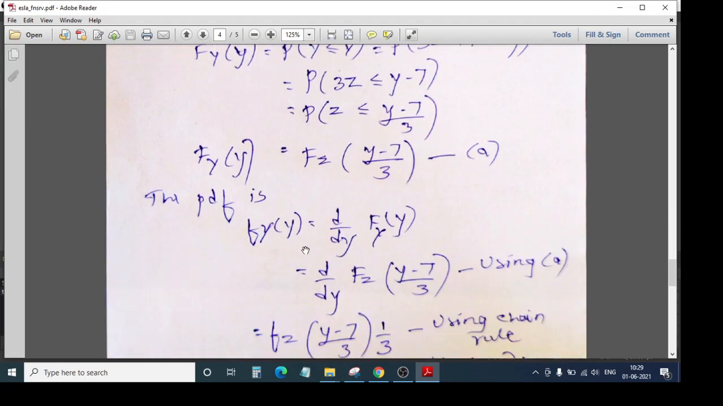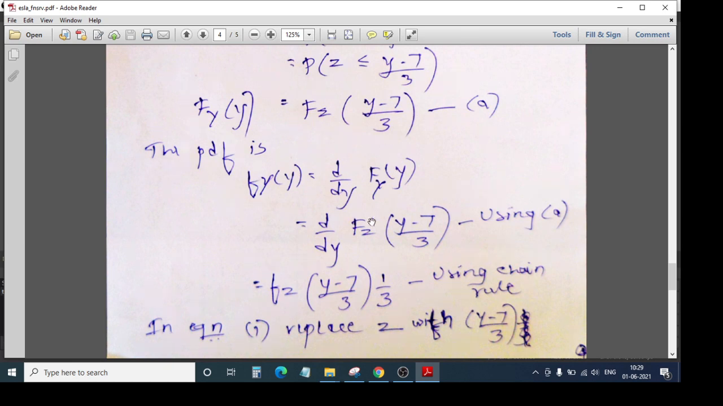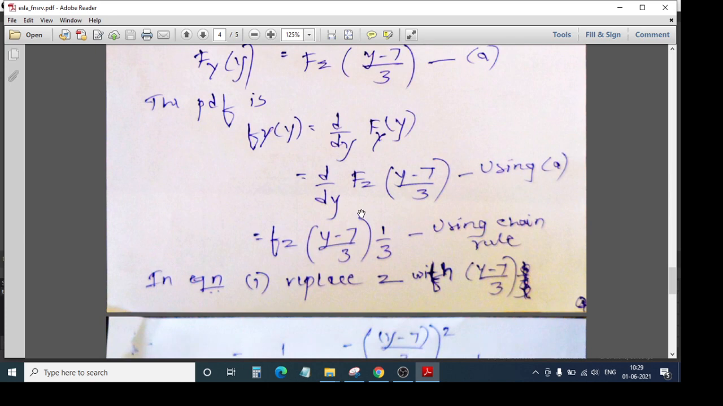Next, moving ahead, we need to find the PDF now. We already have the CDF, so it is d by dy of FY(y). Just substitute this equation, it is FZ of (y minus 7) divided by 3. Again using the chain rule, differentiation of FZ becomes small fZ. Keep the second function as it is while differentiating this FZ. Once you differentiate (y minus 7) by 3, you will get 1 by 3.